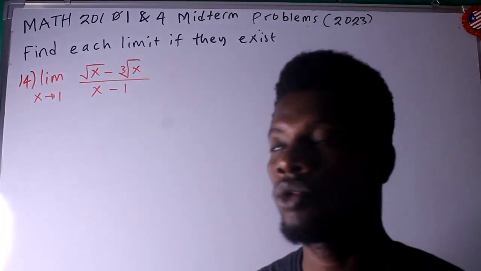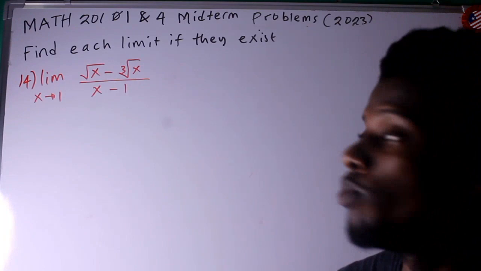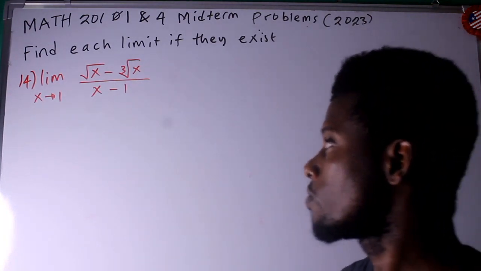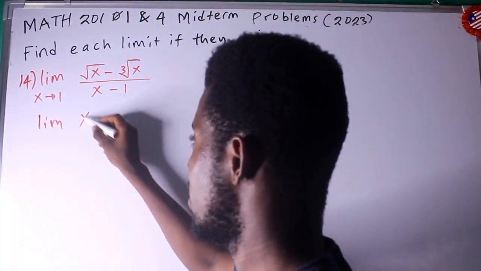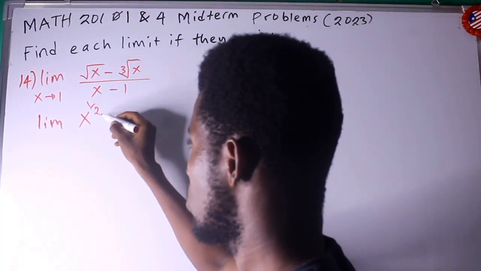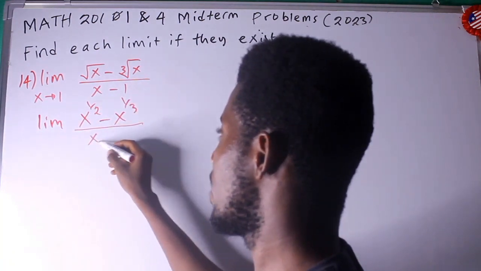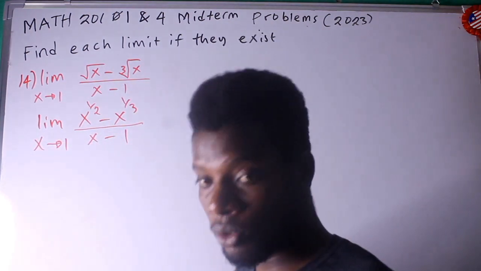Let's quickly go on to do question number 14. The limit of the square root of x minus the cube root of x, all divided by x minus 1, as x approaches 1. So I'm going to rewrite this as the limit of x to the power of 1 over 2 minus x to the power of 1 over 3, all divided by x minus 1, as x approaches 1. And now I'm going to use a substitution.